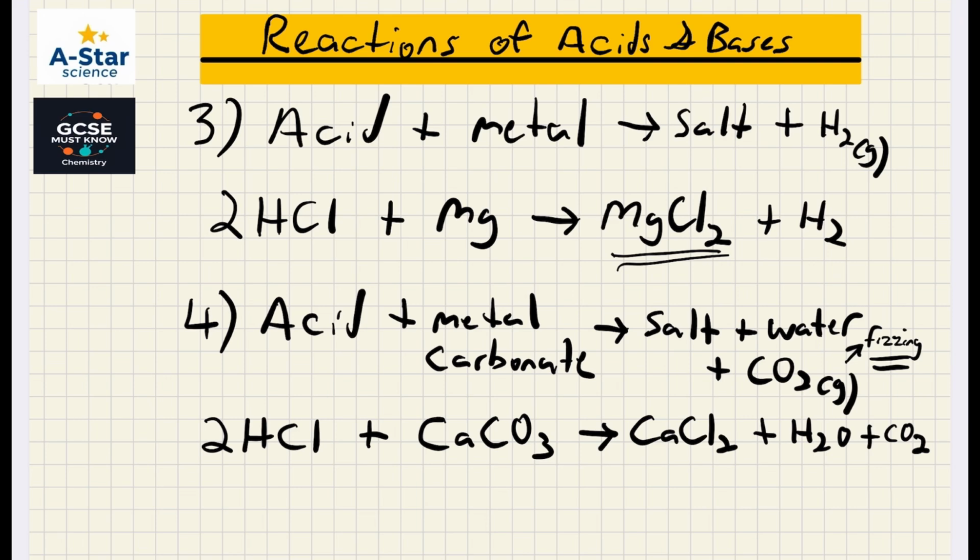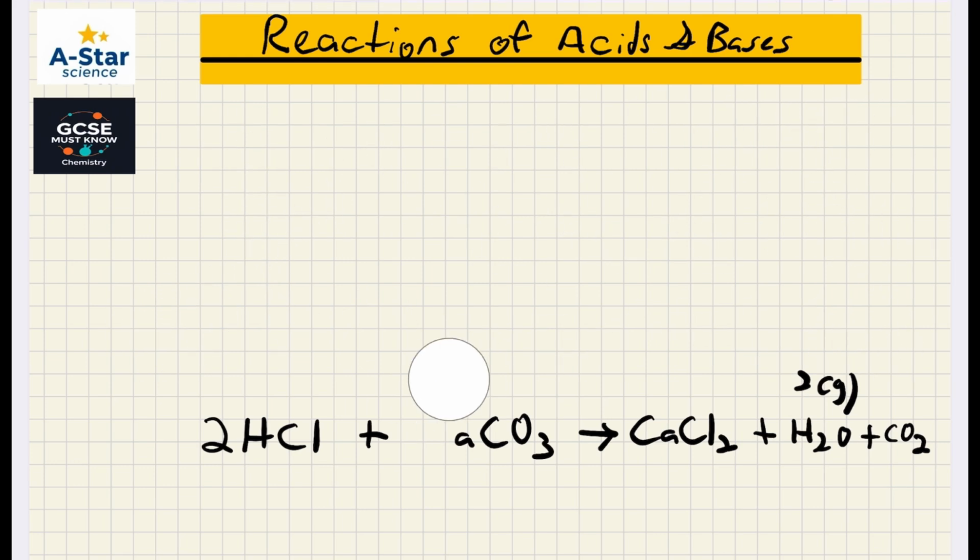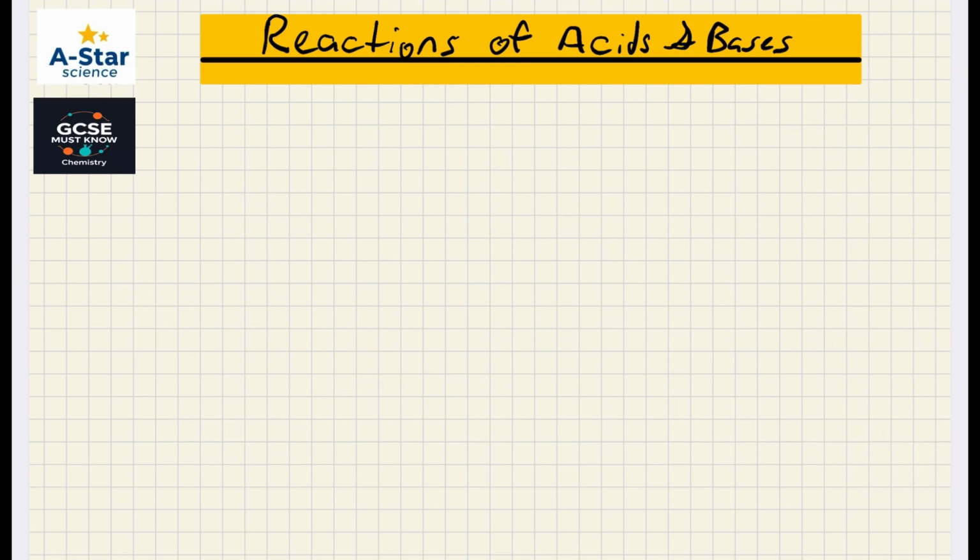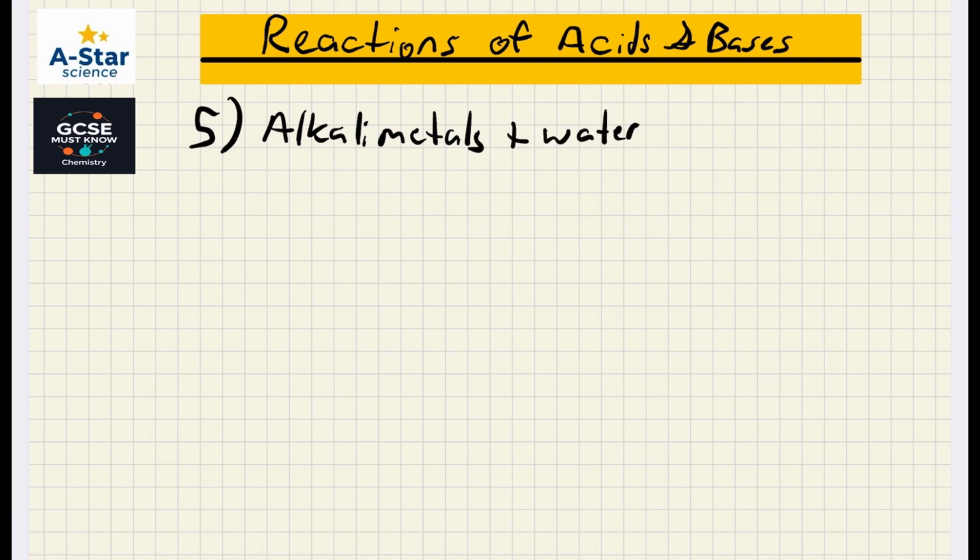Now there's one more that doesn't involve acids, but I like to include it. So let's look at that now. And so we're on number 5. And that is the alkali metals. Now, when they react with water, you get a metal hydroxide plus hydrogen gas.